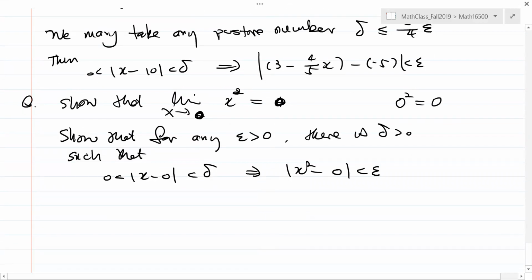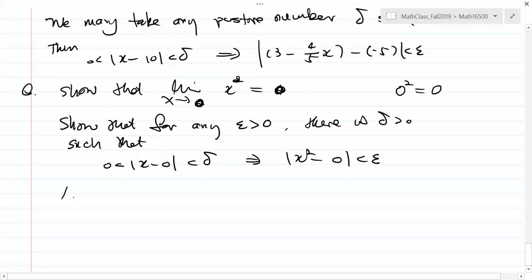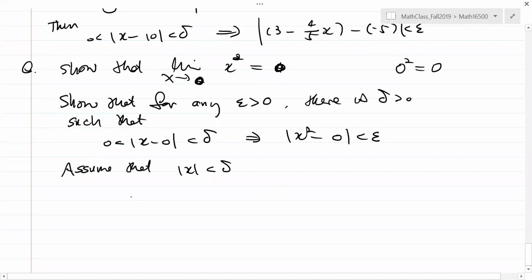All right, the very first method we began with does not work here. We cannot just focus on absolute x squared less than epsilon and simplify. We have to use the second method. We have to assume that absolute x is less than delta. We do that under this assumption. We take a look at this. I want to make sure this is less than epsilon, but that is going to be absolute x squared, right?